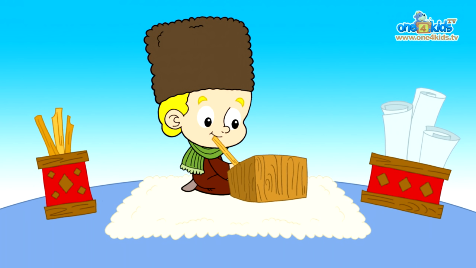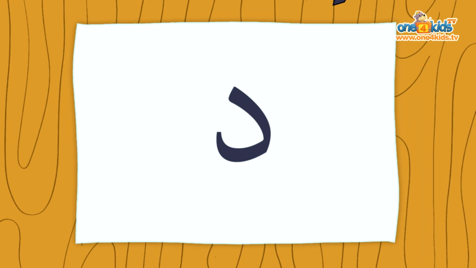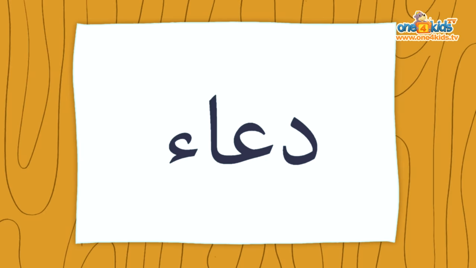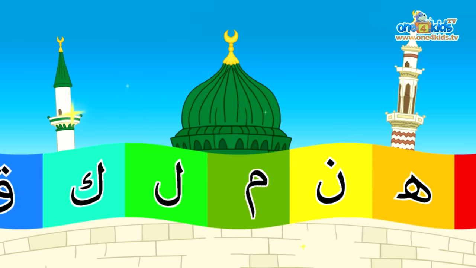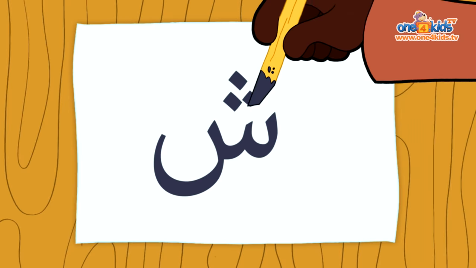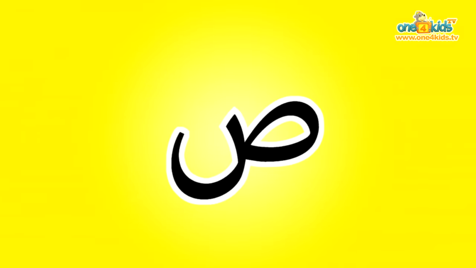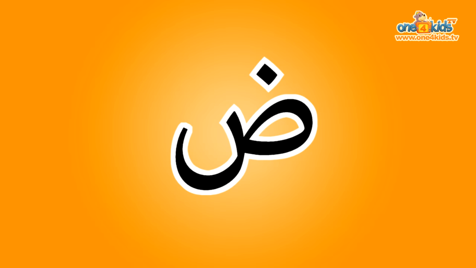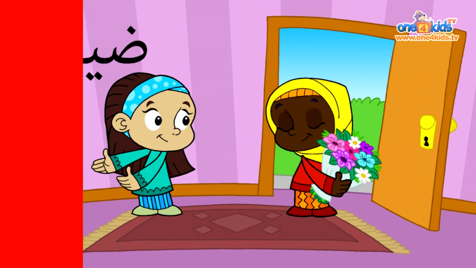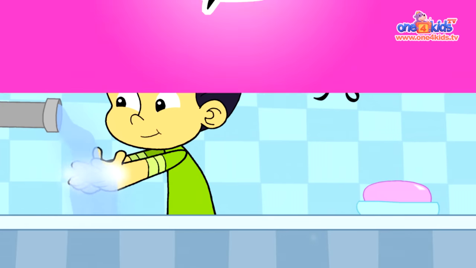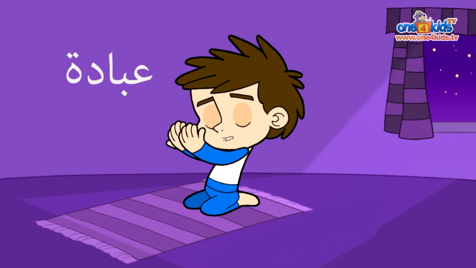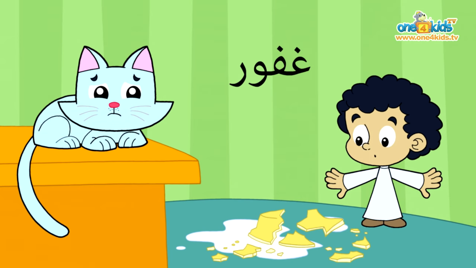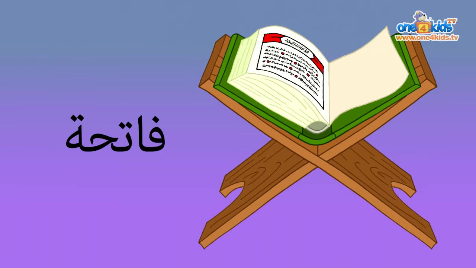Al-Quran, the language of our beloved Muhammad, the last prophet sent from Allah, from Allah. Sheen is for Shams, and Sad is for Sun. Dad is for Daif, and Ta for Tahara. Dha is for Dhilal, Ain is for Ibadah, Ghain is for Ghafoor, and Fa is for Fatiha.